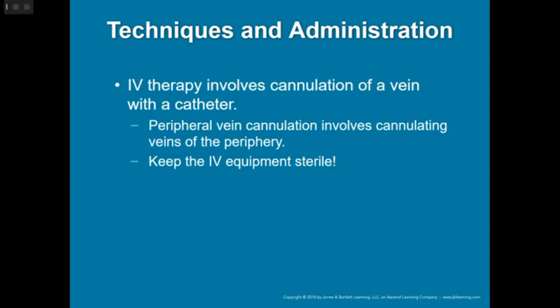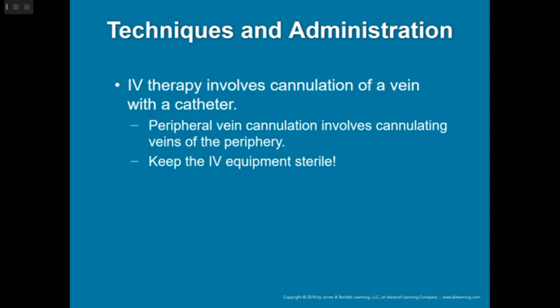All right, let's get into the techniques for giving all of these drugs that we've talked about. IV therapy involves cannulation of a vein with a catheter. Peripheral vein cannulation involves cannulating veins of the periphery. Well, there you go. That's what we're doing most of the time. Starting an IV, we're starting it peripherally. We're not starting it on a big vessel that's centrally located.